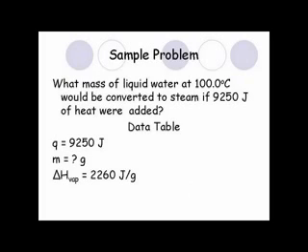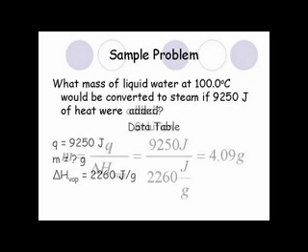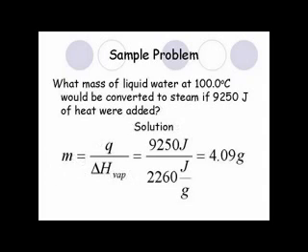The latent heat of vaporization we'll use as a positive value here because, again, heat is being added, and it's 2,260 joules per gram. Now, in our previous problem, we were removing heat, so we used a negative value of our latent heat. We're adding heat here, so we want to make sure that we have this positive. With our data table complete, with our signs resolved, we can go ahead and solve this problem.